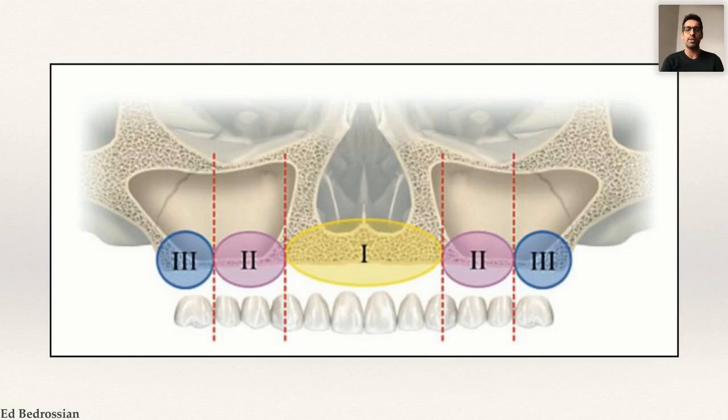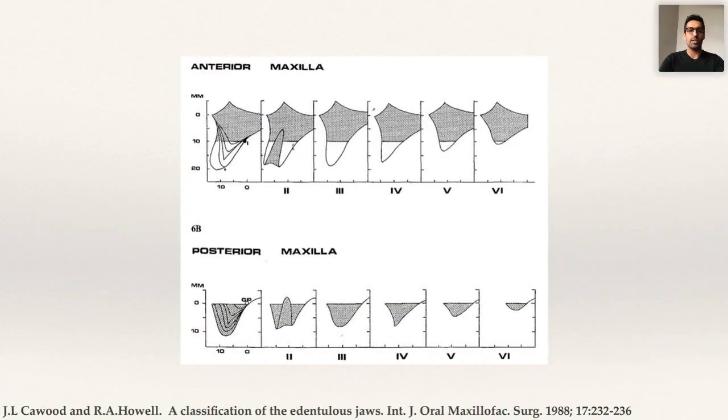So it's really important, one, in terms of communication with other colleagues, and two, for our treatment planning when it comes to full arch. So Ed Bedrosian talks about zoning the maxilla into zones 1, 2, and 3. When he talks about zone 1, he's talking about bone in the incisor region, so canine to canine. Zone 2 is the premolar region, and zone 3 is the molar region. So really important to be aware of this illustration from Ed Bedrosian.